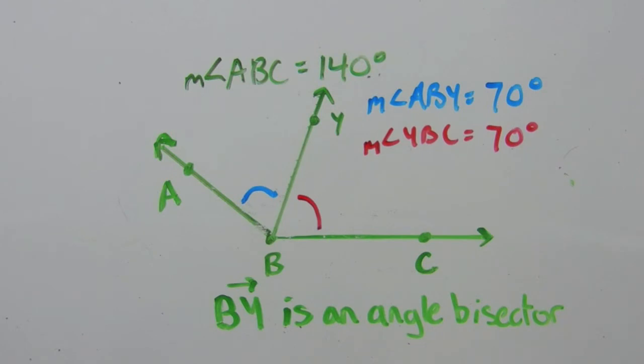After this video, you should have a good understanding of interior and exterior points, what makes two angles congruent, and how a ray becomes an angle bisector, or how to figure out if a ray is an angle bisector.